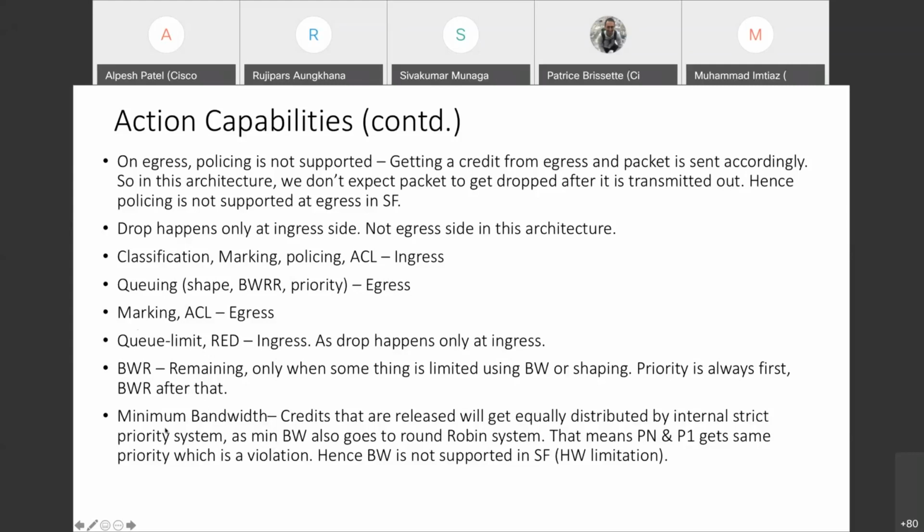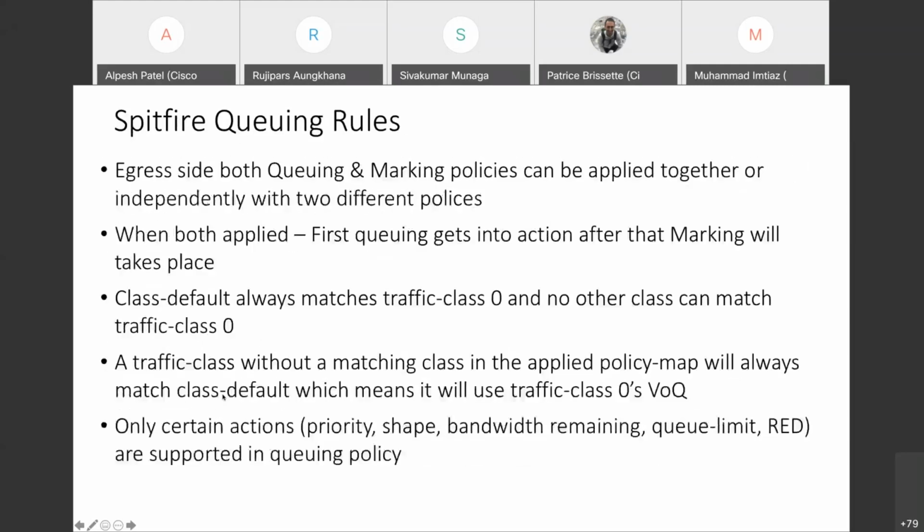The reason is we have the credit request and credit grant system, and if we have the minimum bandwidth, it means that we are guaranteeing some bandwidth that will collide with the priority queue, and then the problems will happen. So a minimum bandwidth guarantee is not supported, rather we have the bandwidth remaining ratio. Some of the rules on the egress side: both queuing and marking policing can be applied together within the same policy or different policies. But if we apply both, first the queuing gets into action and then the marking will happen. Keep in mind that the queuing will happen first and then the marking action will take place.